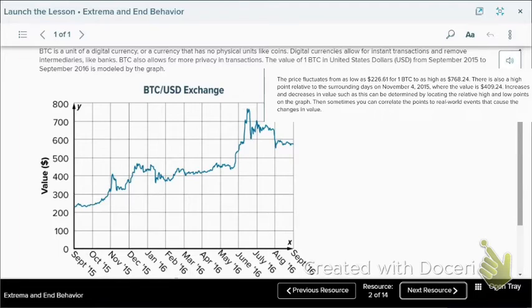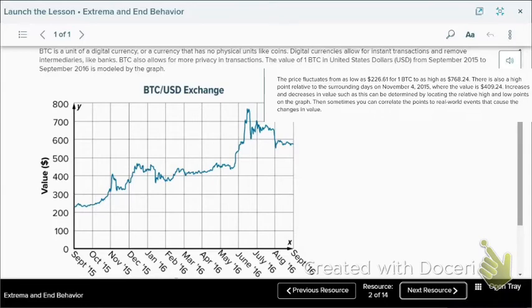So I've got a graph up here of the exchange rate as compared to US dollars for Bitcoin. So if you wanted to go buy some Bitcoins, how much is it going to give you? Does anything stand out to you about this graph? What's the lowest that graph ever goes? 200 and something. Right over here all the way on the left. That's the lowest it ever was. What's the highest? 700 and something.